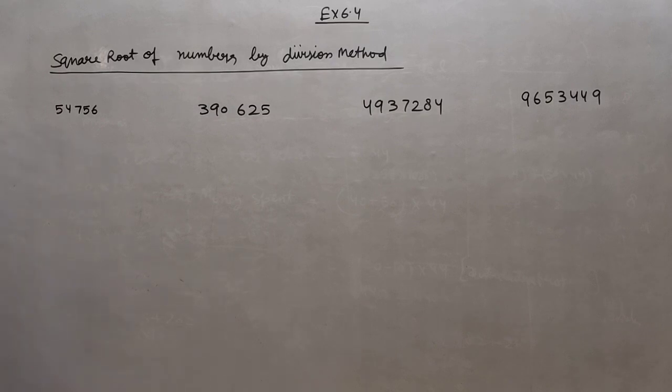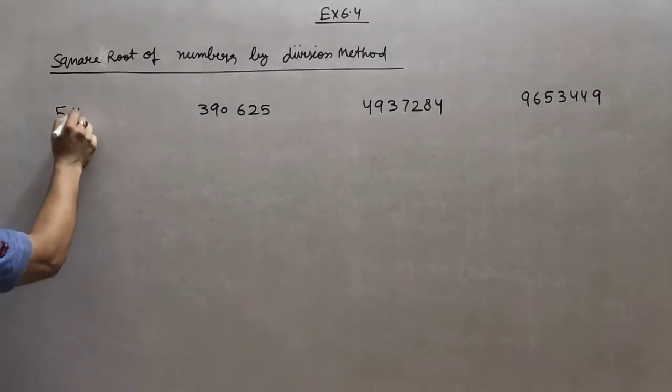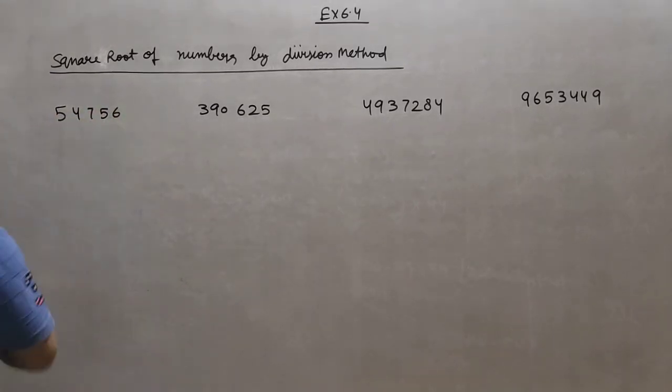So before getting into the square root, what will we do? 5, 4, 7, 5, 6.